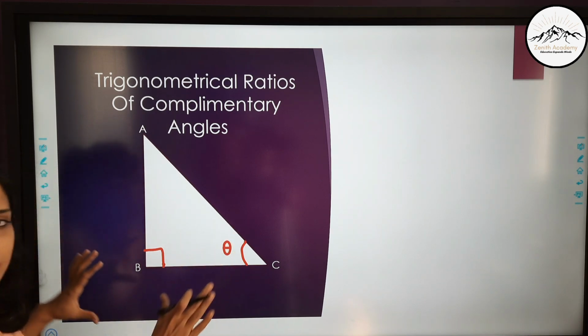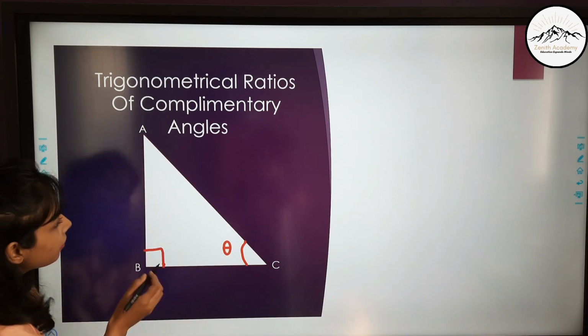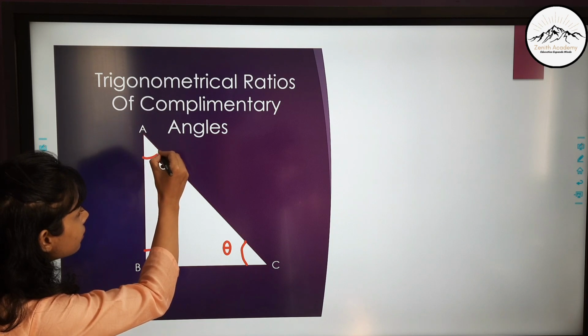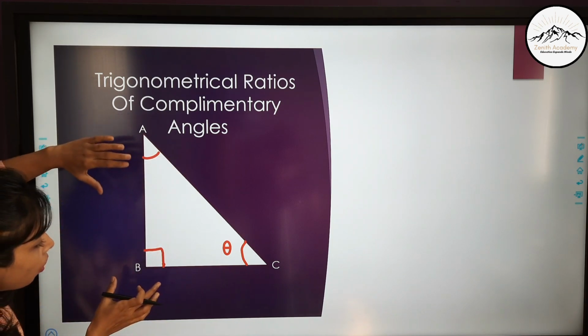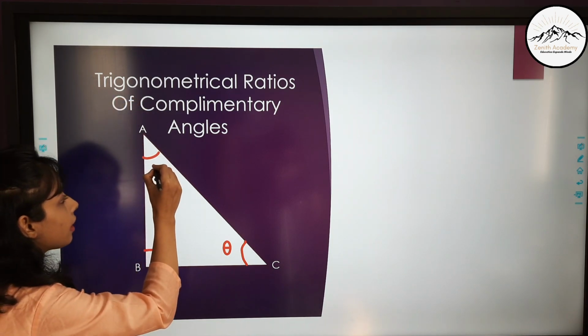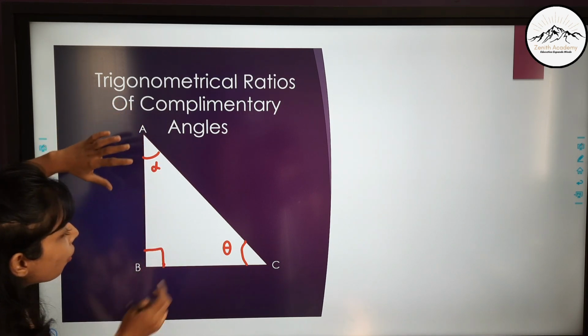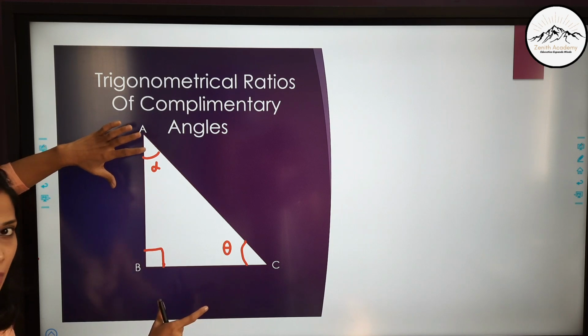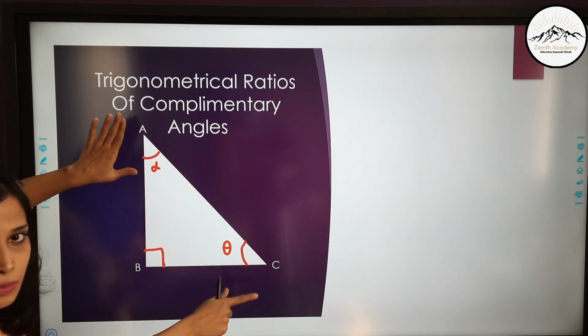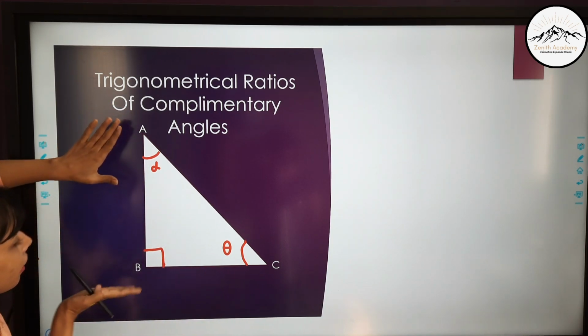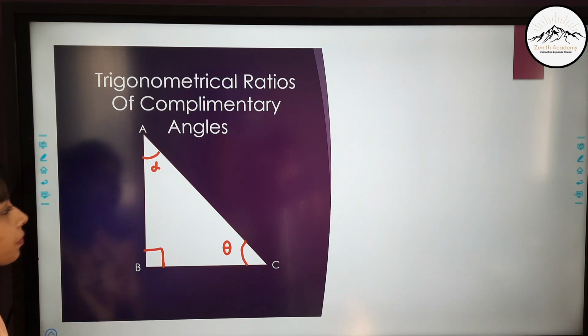If I invert this triangle, then I have this angle also. So, for this angle, let's say this angle is alpha. For this angle, what will be the perpendicular? BC will be the perpendicular. Our hypotenuse will remain the same, AC, and our base will change to AB.